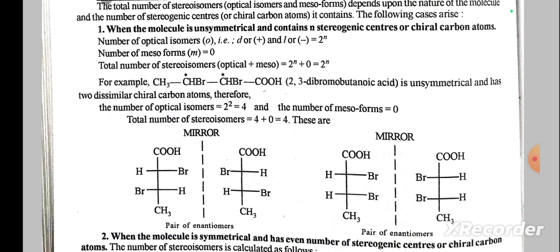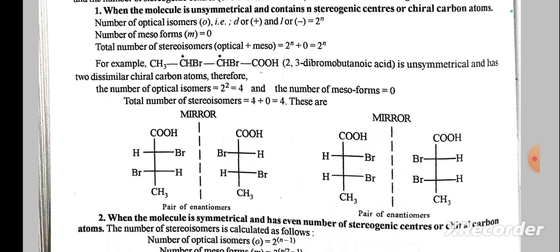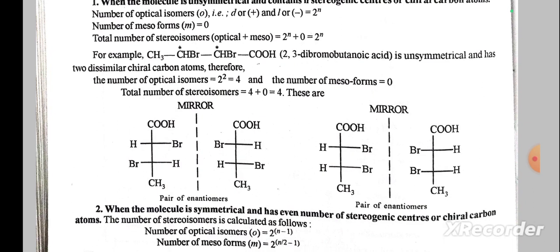For example, CH3CHBrCOOH, 2-bromopropanoic acid, is unsymmetrical and has two dissimilar chiral carbons. Therefore, the number of optical isomers is equal to 2^n, where n is equal to 2. So 2 to the power 2 is equal to 4. The number of meso forms is 0 and the total number of isomers is 4.